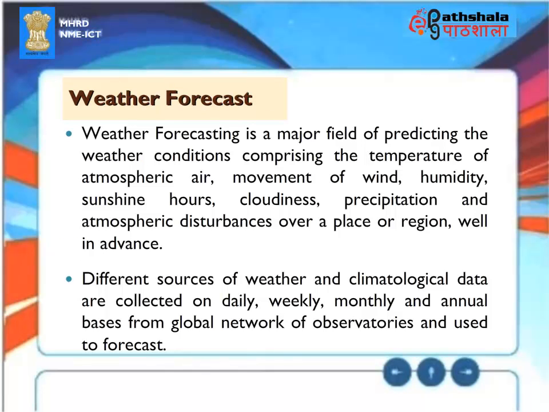Weather forecast. Weather forecasting is a major field of predicting the weather conditions, comprising the temperature of atmospheric air, movement of wind, humidity, sunshine hours, cloudiness, precipitation, and atmospheric disturbances over a place or region well in advance. Different sources of weather and climatological data are collected on a daily, weekly, monthly, and annual basis from a global network of observatories and used to forecast.